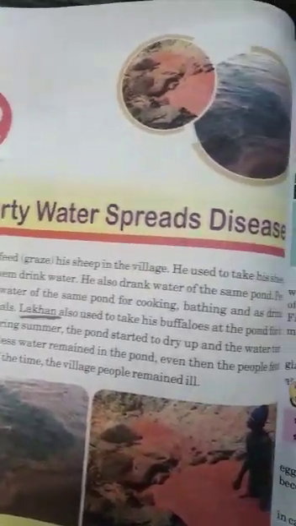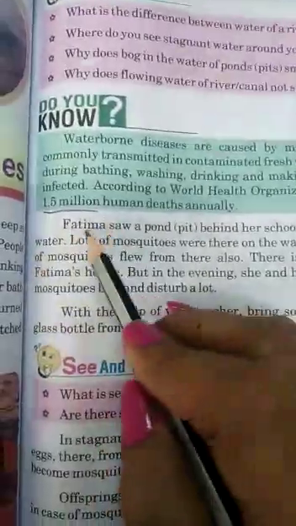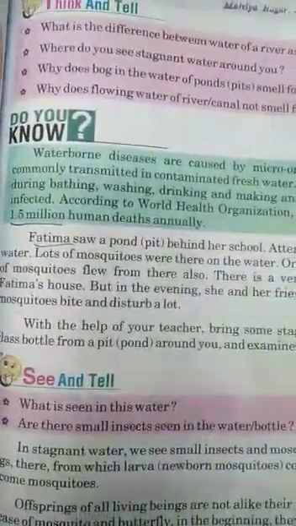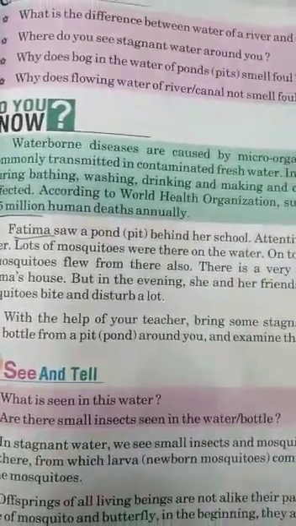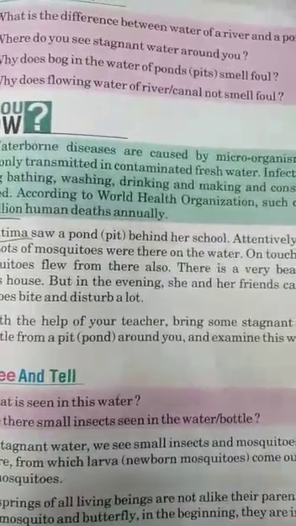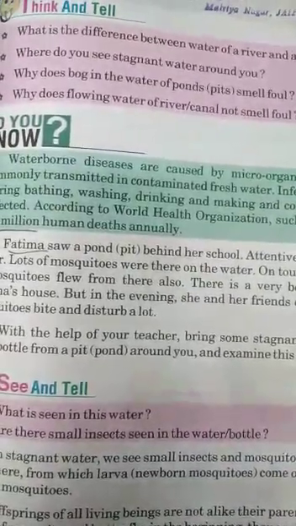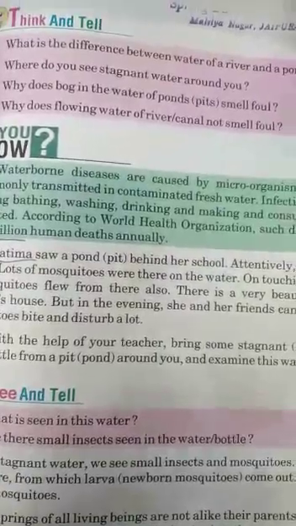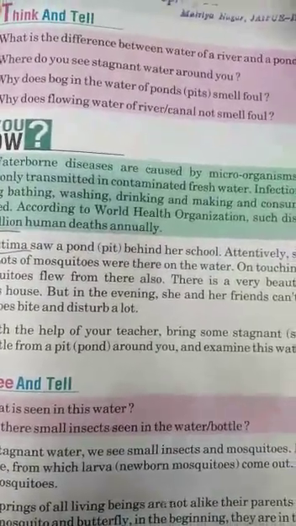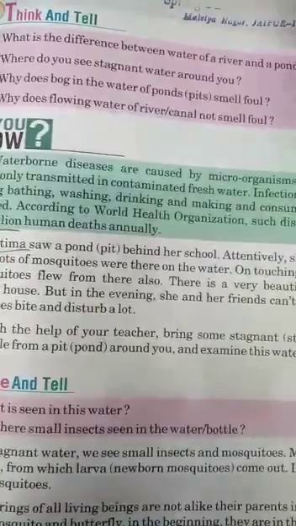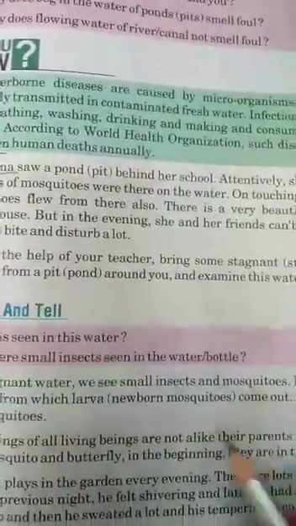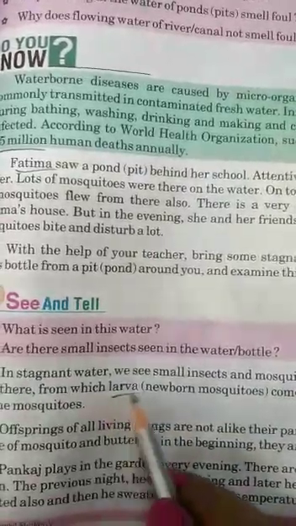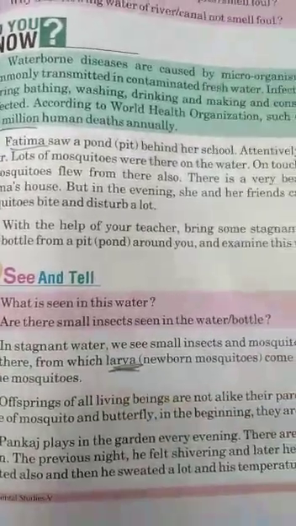And here is another character, Fatima. There is a pond behind Fatima's school, and its water had lots of insects and mosquitoes. Even in the garden outside Fatima's house, there were so many mosquitoes. In stagnant water, in still water, insects and mosquitoes are born, and newborn mosquitoes are called larvae. What is a larva? The newborn mosquitoes are known as larvae.